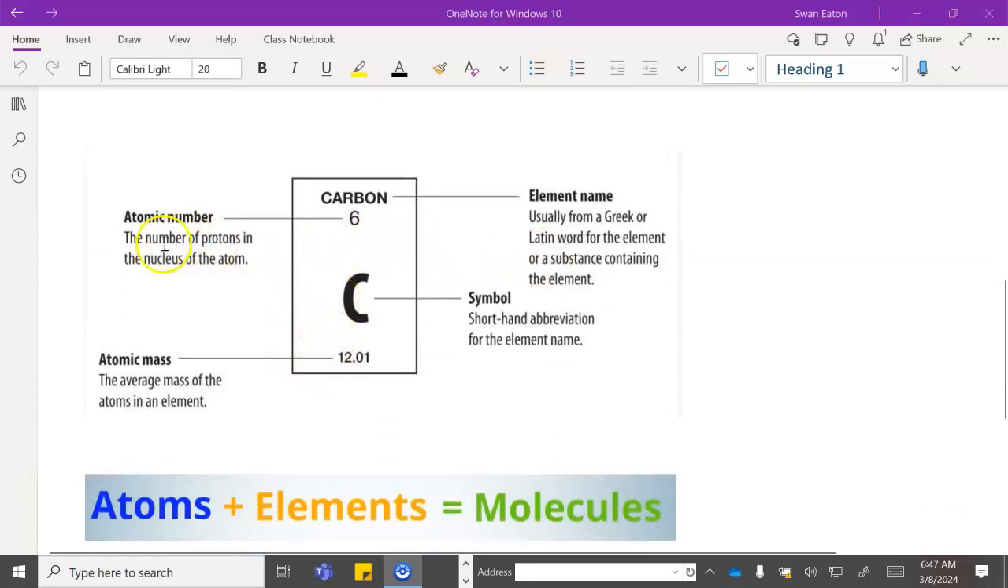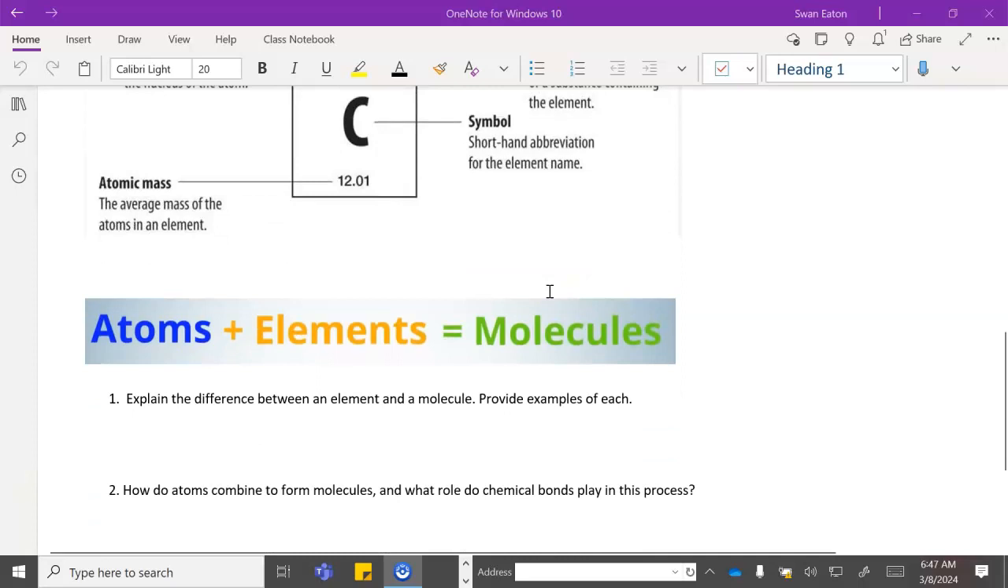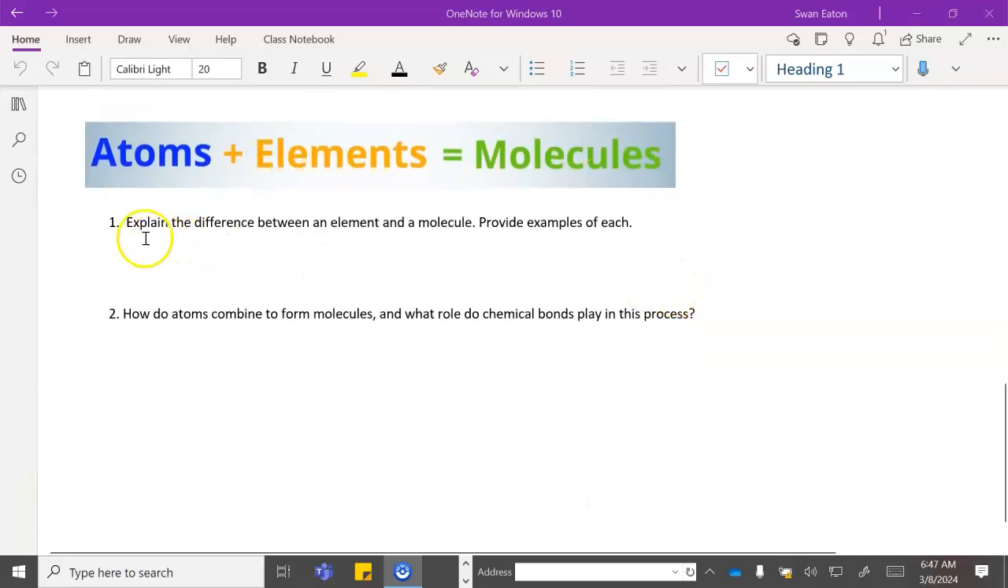It's very helpful for students to write down what the numbers and the element represent. So our atomic number, it tells you here it's the number of protons in the nucleus of the atom. And as you can see, there's a line to each symbol so students can better understand. But the most important part of this entire analysis is to write down this verbal equation: atoms plus elements equal molecules. In order for molecules to be in existence, they are formed from atoms and elements combining. Once students have done that, they will answer these 2 analysis questions.